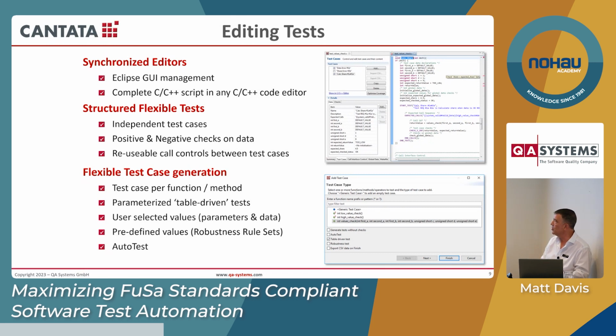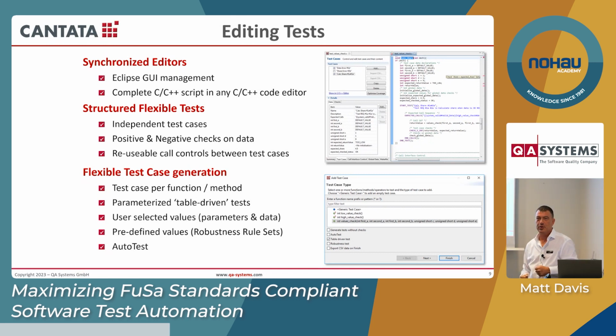Reusable calls between controls, and the test case generation styles allow you to choose a single function, a single method, a whole class, choose test cases as you go, test cases on objects for object-oriented type of testing, parameterized tests, so you can have the same test case with lots of different data values running through in different loops. User-defined, predefined values are available as well, and a special technology called AutoTest, which generates all the test cases for you to exercise all the code. Come to that in a bit more.